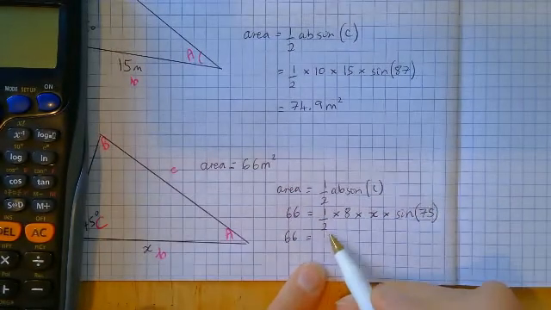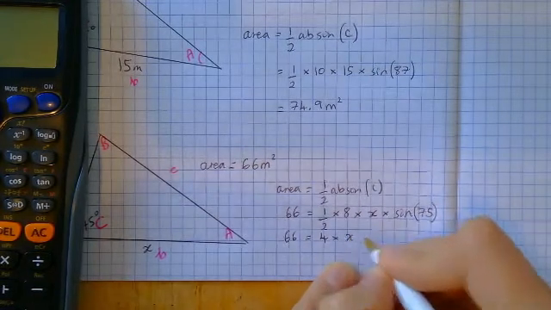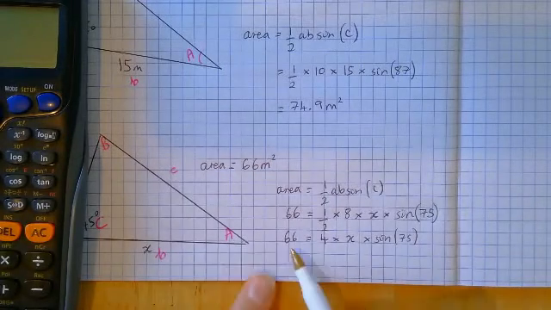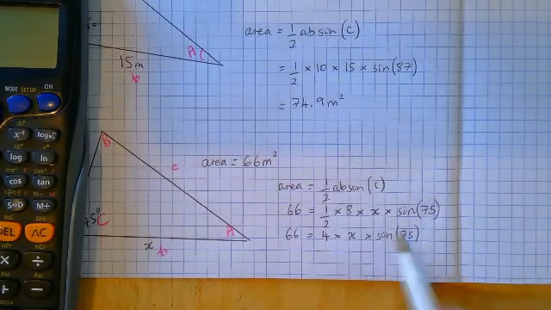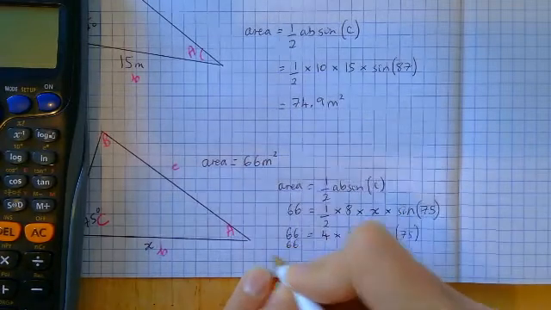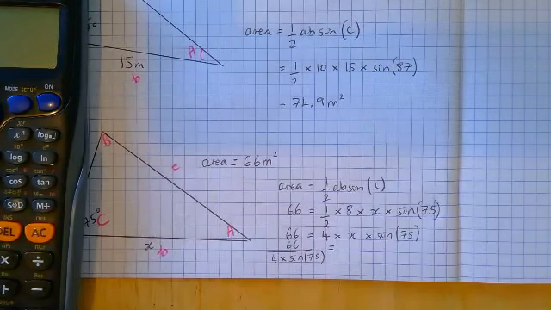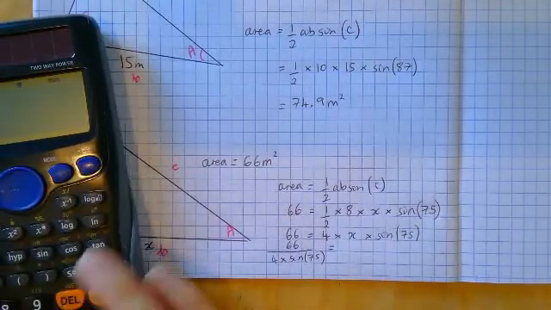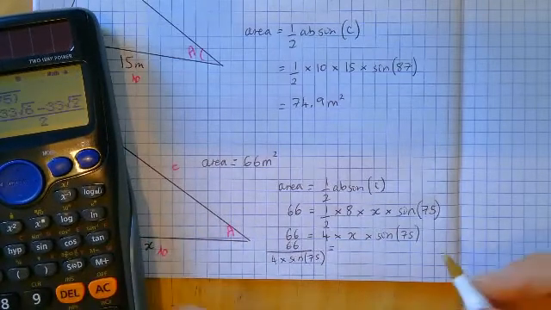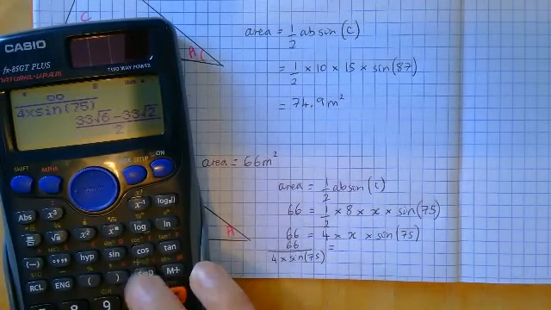Okay? You might be happy with the fact that a half times 8, that means a half of 8, which is 4. So I've got 4 times X times sine 75. If I divide this 66 by 4 and by sine 75, I'm going to get X. So I'm going to have 66 over 4 times sine 75. My equals haven't lined up, which is a bit of a disaster. 66 over 4 times sine 75. And that's going to give me X.